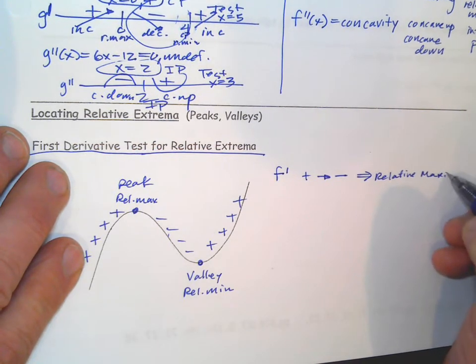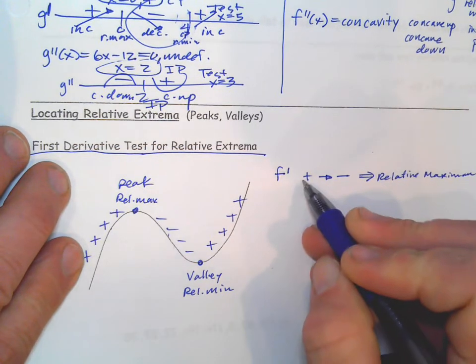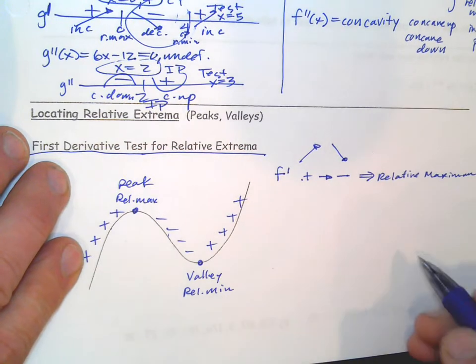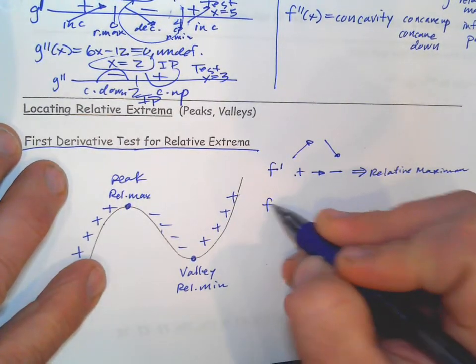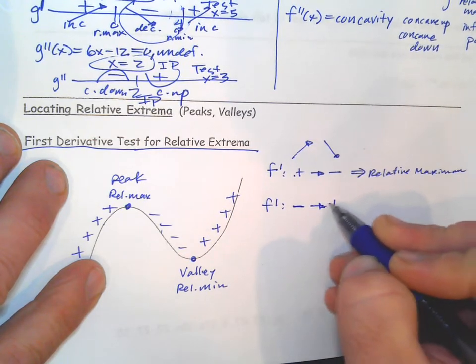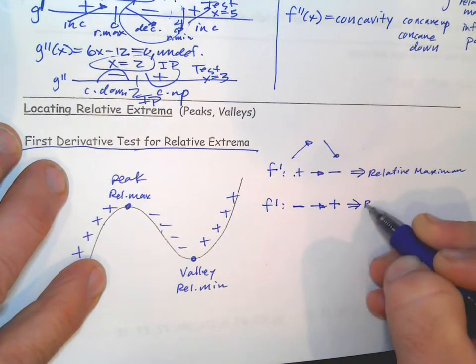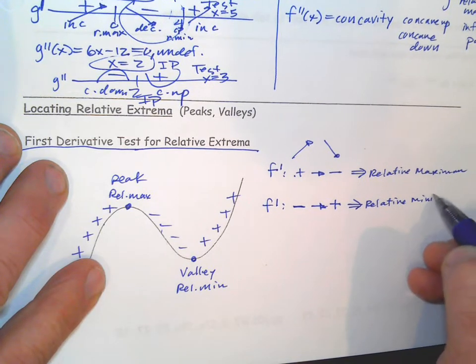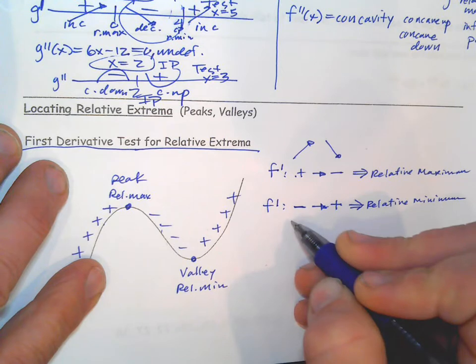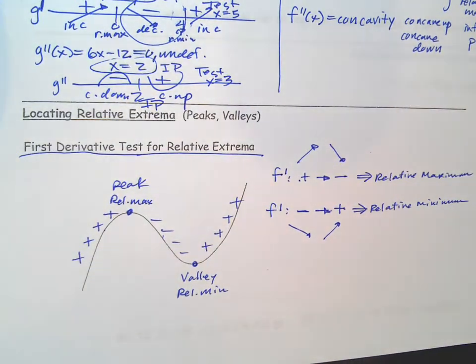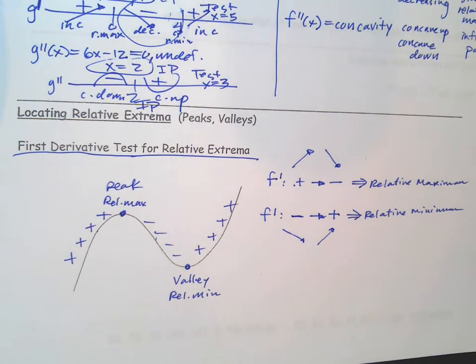And that's not something to memorize. Just visualize it. If you're going up and then down, that's a peak, right? And then if you're going down and then up, well, that's a relative minimum. Going down, then up, it's a relative min, it's a low point. Don't memorize that. That just should make sense to you. We have to use that to justify some of our answers.